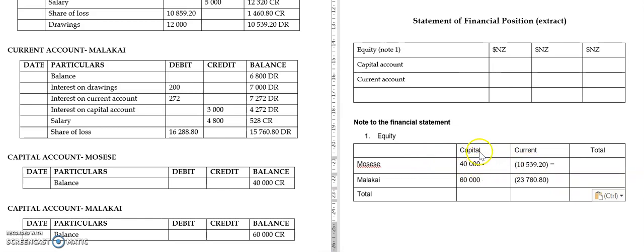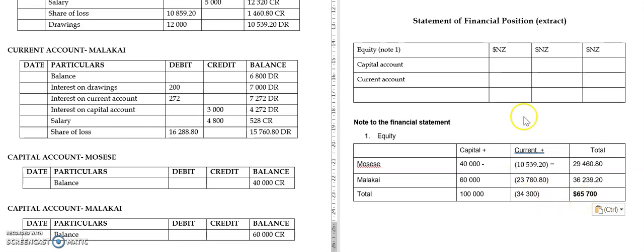Because it's a negative amount, capital plus current account will give you the total. Because in this case, current account has a negative balance, so we will subtract. So 40,000 minus 10,539.20 for Moses, and similarly we'll subtract current account from Malakai's. When we subtract, it comes to different amounts for each partner, and when you add 29,460.80 plus 36,239.40, it comes to 65,700. Similarly, when you add this way, it should come to the same amount.